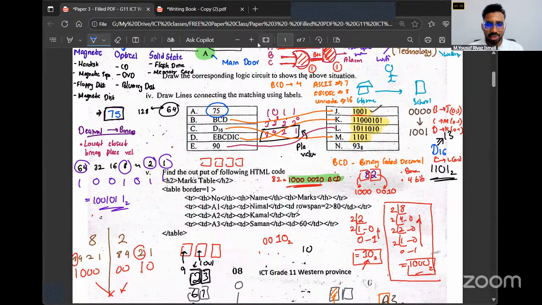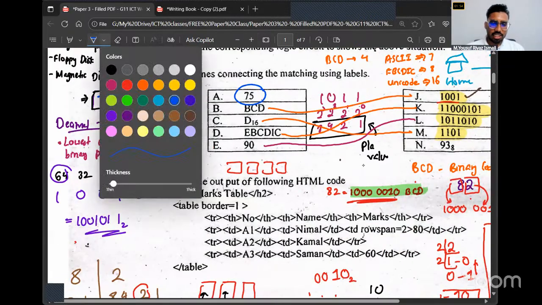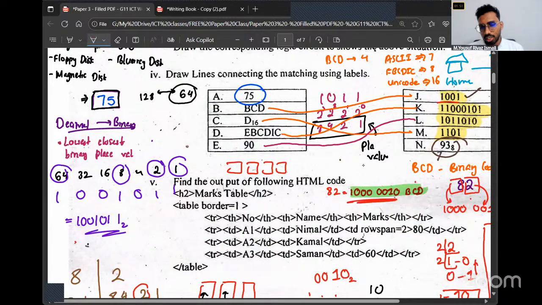Let me use your brains and tell me, is this a valid octal number? Is 93 base 8 a valid octal number? I'll pause the timer for you all. Let me pause the timer first of all. Is 93 base 8 actually a valid octal number?